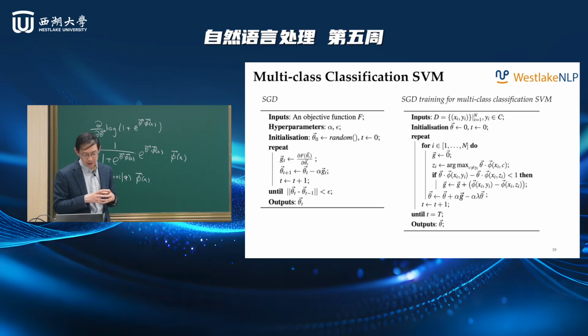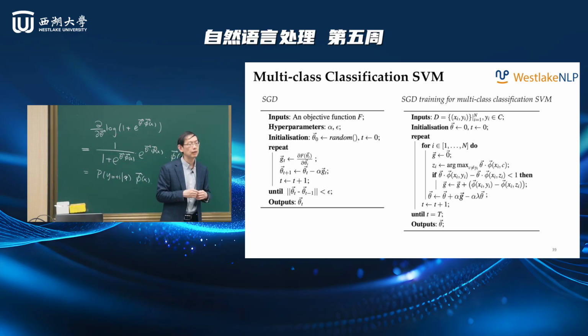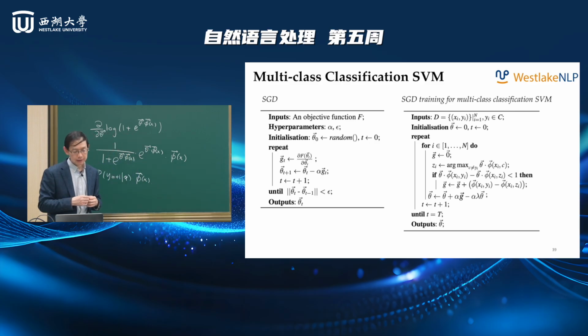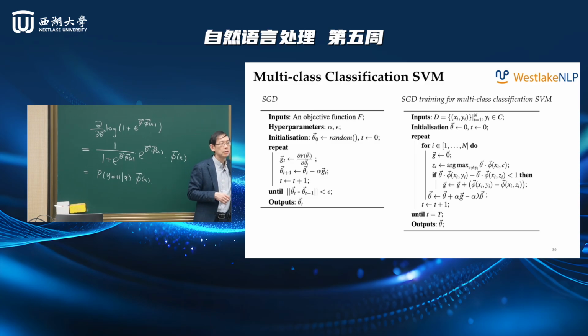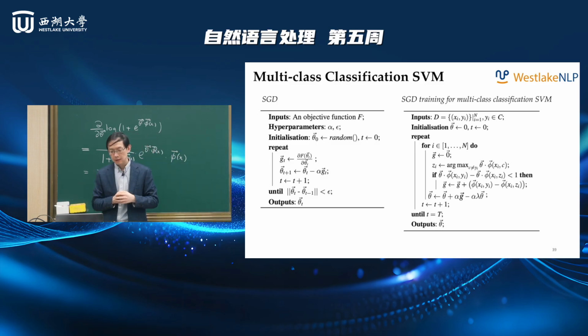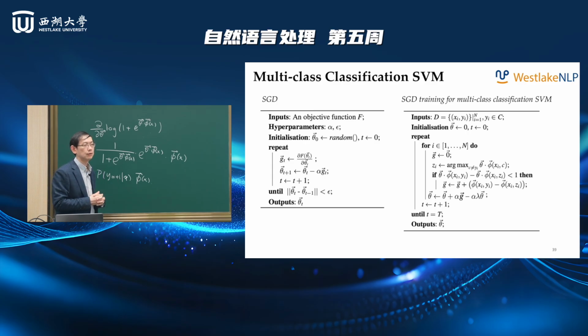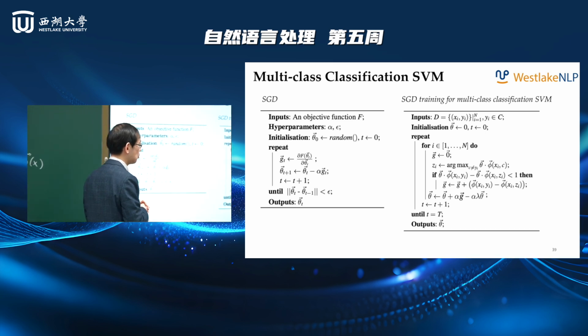The update is to use the gold feature vector phi xy minus this z, the highest scored incorrect output, phi xz, as the gradient. And then we use this alpha g plus alpha lambda theta to update my model parameters. All right, sorry, I just made a small confusion to you.